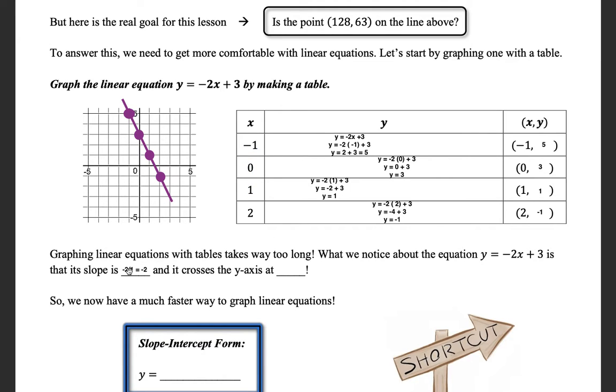Now, the second question I'm going to ask you is, where does this guy cross the y-axis? So remember, this y-axis is here. Where does it land? Well, it crosses it right here at 3. So now, why is that significant? Look at these 2 numbers we just found, -2 and 3. Where else do we see -2 and 3? So -2 we found to be the slope is in front of the x, and 3, which is the y-intercept, is just by itself.